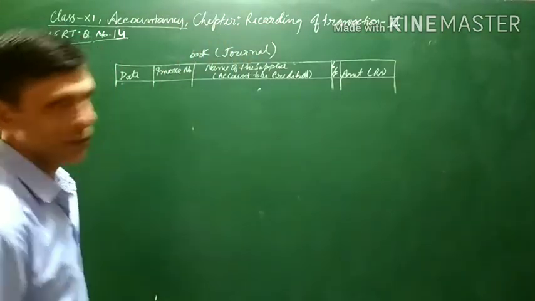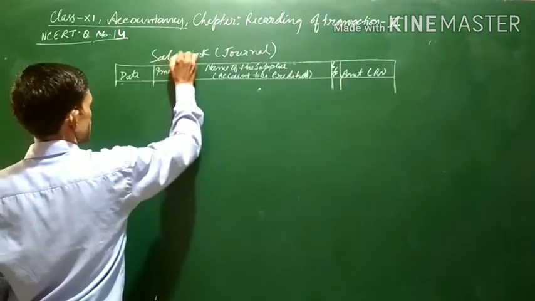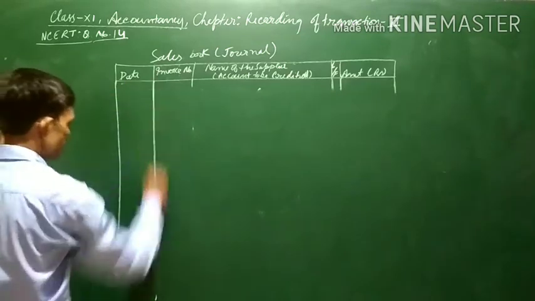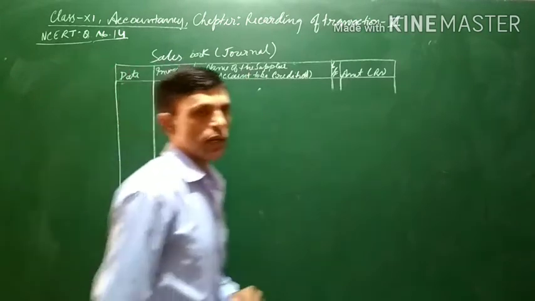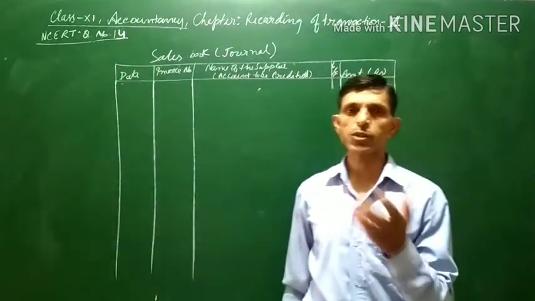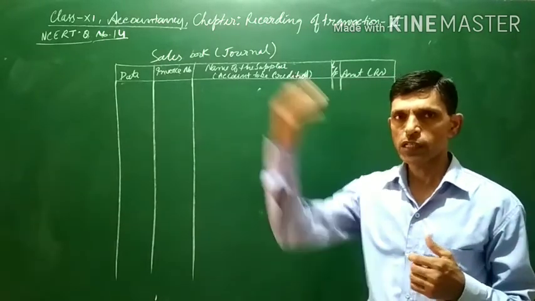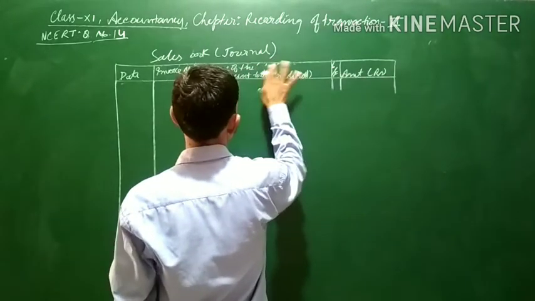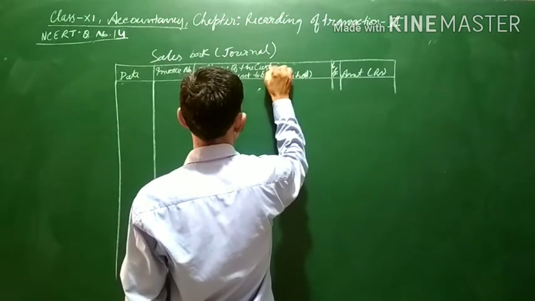In question number 14, we have to prepare the sales journal. So sales book or sales journal, one and the same thing. Date column will remain same. Invoice column will remain. Instead of name of the supplier, here the name of the customer will be written, because if you are supplying goods, then there will be a customer to whom you will be supplying goods.